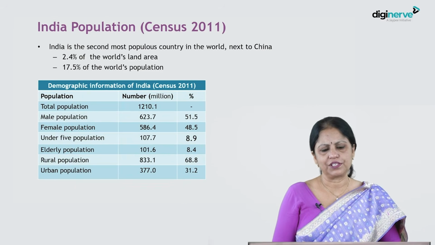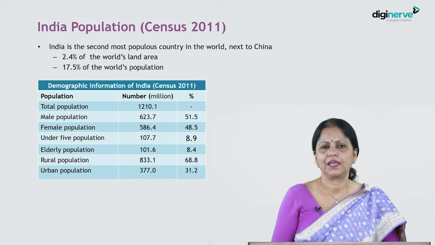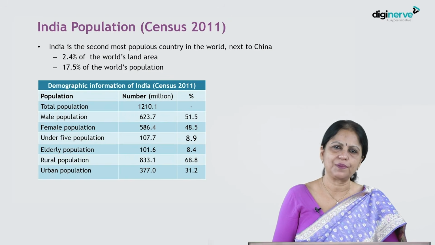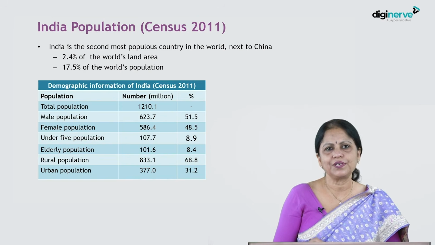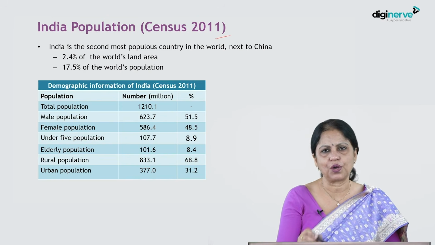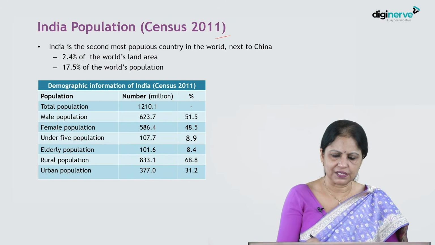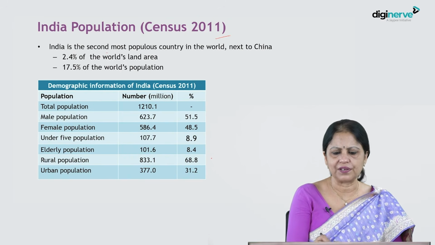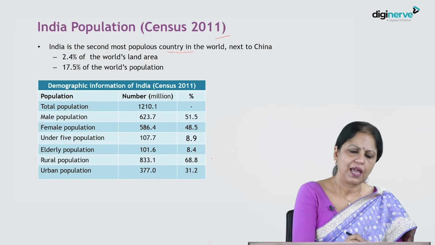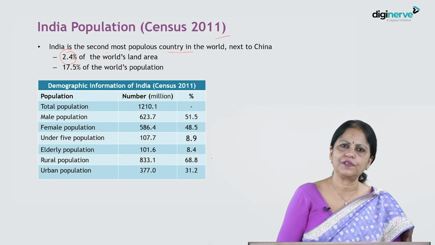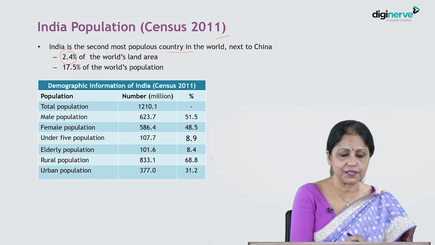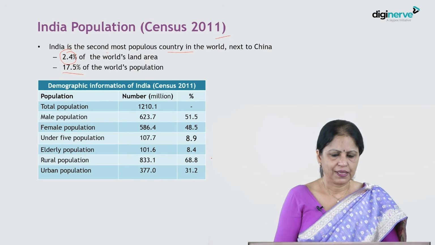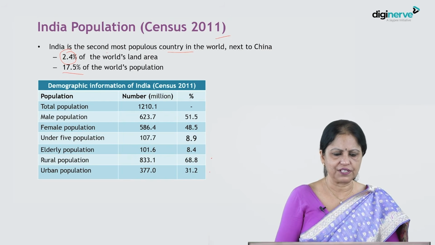Now, India population. I have told you census happens every decade, every 10 years. That is complete enumeration of the total population in the country. The most recent census happened in 2011, and this census data is depicted here. India is the second most populous country in the world next to China, and it has 2.4% of the world's land area, but it supports 17.5% of the world population. So this is demographic information of India.